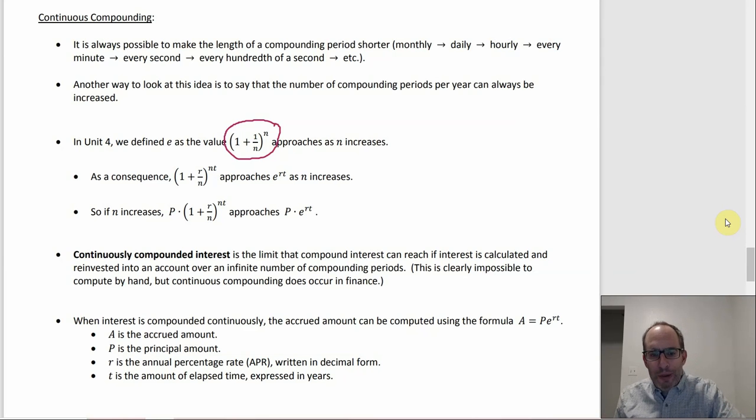Oh no, I'm missing an e. So this approaches e. How did I miss that? I gotta fix that before I post it. All right.